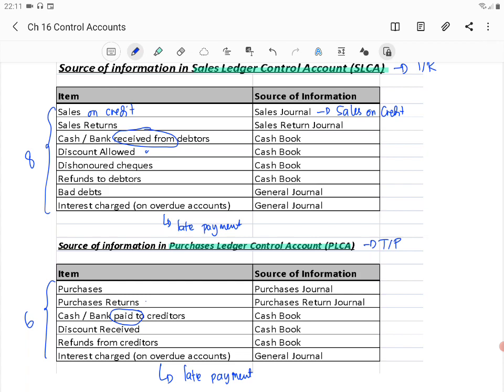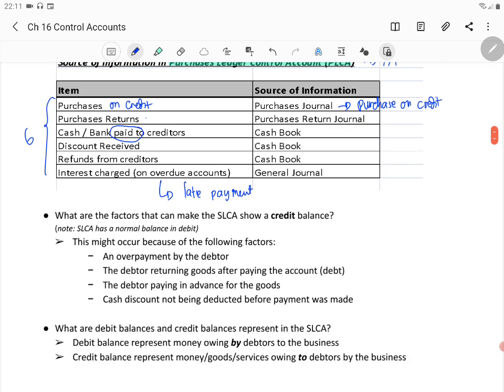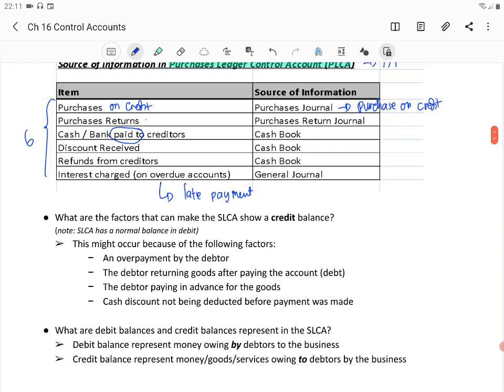So purchases is taken from purchases journal, and purchases journal is also representing purchases on credit, so it is also for credit, not on cash. And then purchases return taken from purchases return journal, cash bank paid to creditors taken from cash book, discount received also taken from cash book, refunds from creditors is also from cash book, and interest charge coming from general journal.